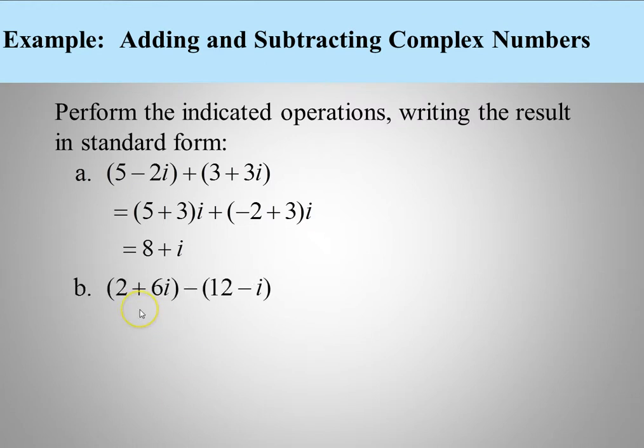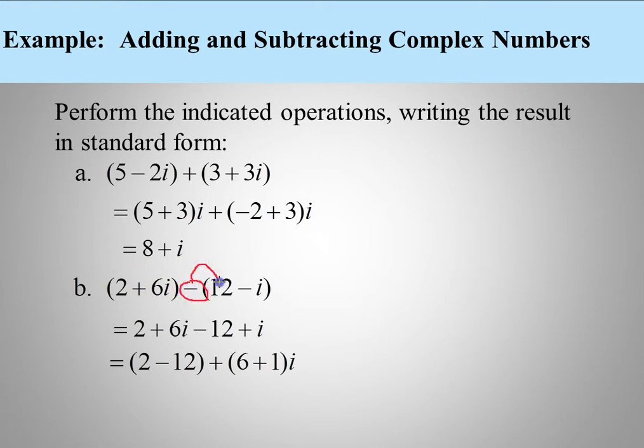Now let's go ahead and do this. I'm going to see the steps here first so I can show you in drawing. I would like to do it this way. First of all, it's a subtraction, so I need to distribute the negative sign to this one as well as this one. Let me go ahead and do that first. So it's going to be 2 plus 6i. Negative times 12 is negative 12. Negative times negative i makes it a positive i.